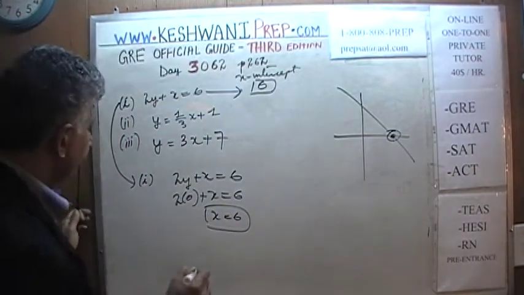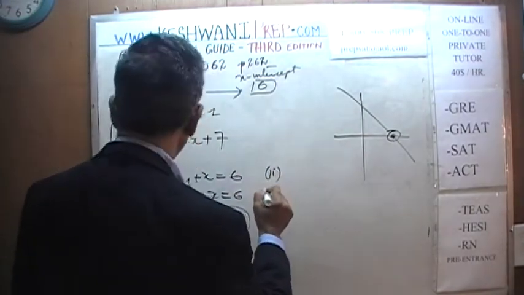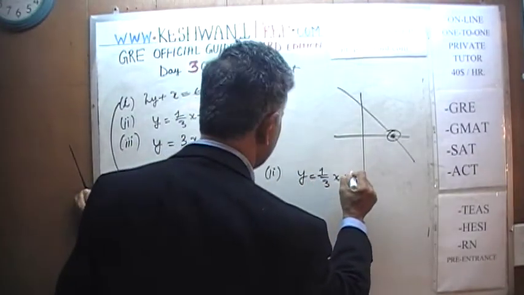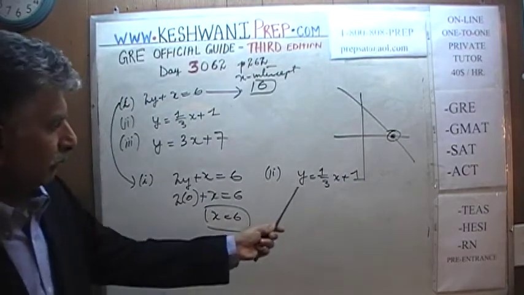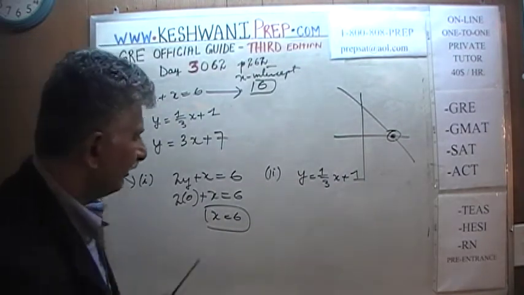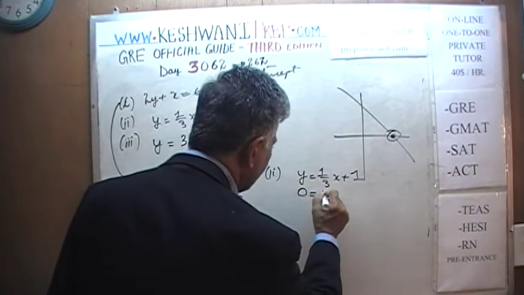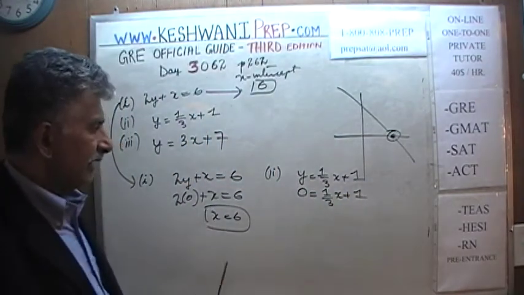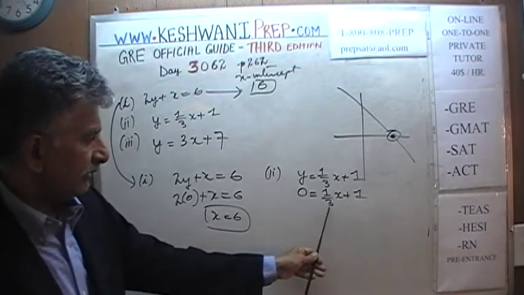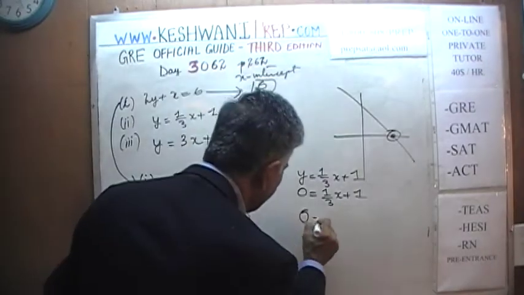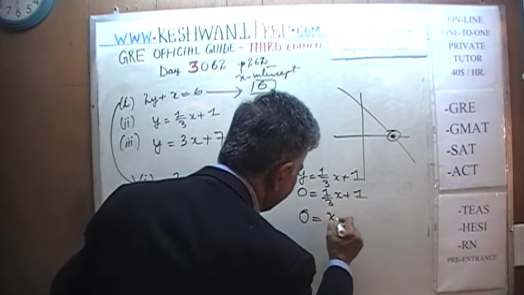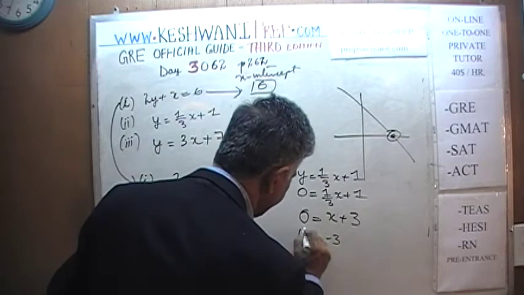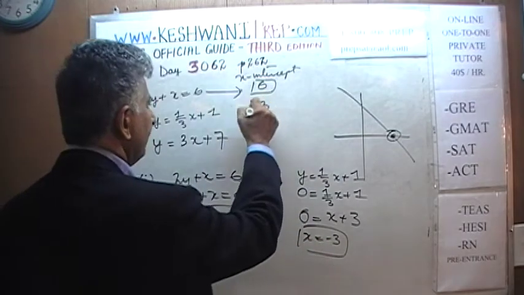Let's go to the next one. Number 2. The equation is right here. Y is equal to 1/3 x plus 1. Set y equal to 0. Let's multiply the entire equation by 3. When we multiply the entire equation by 3, 3 times 0 is just 0. So 0 equals 1 times x is just x, and 1 times 3 is just 3, which means x must be negative 3. Which is this guy, negative 3, the second one.